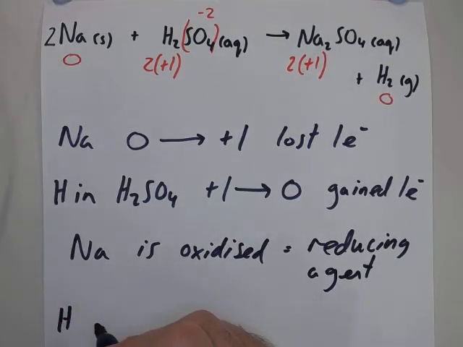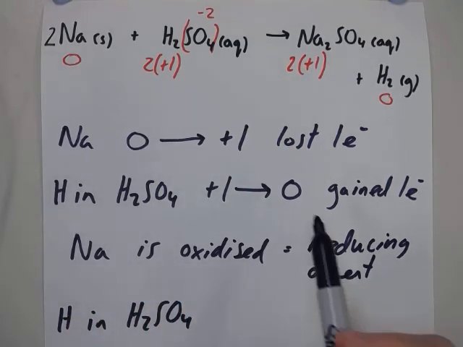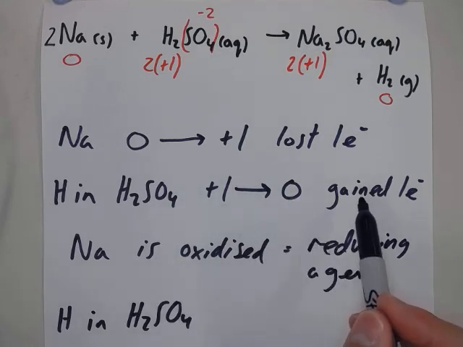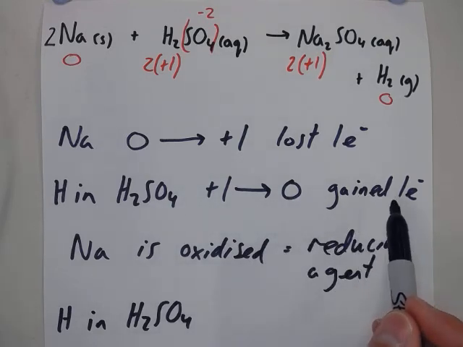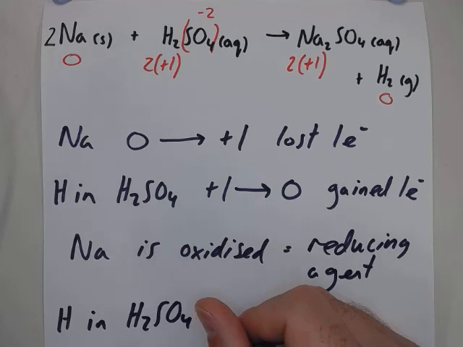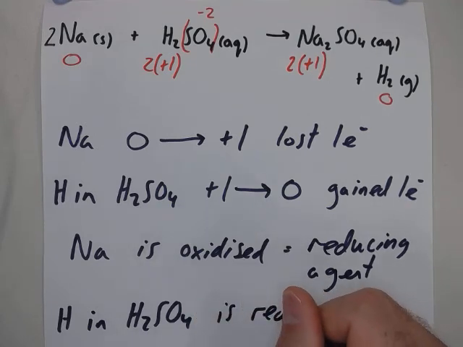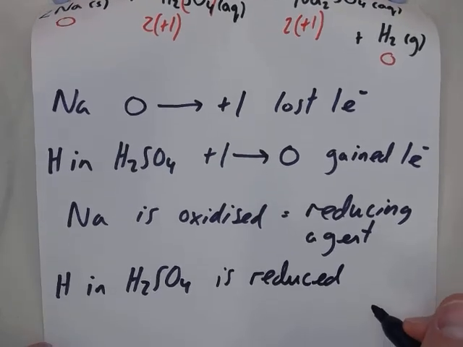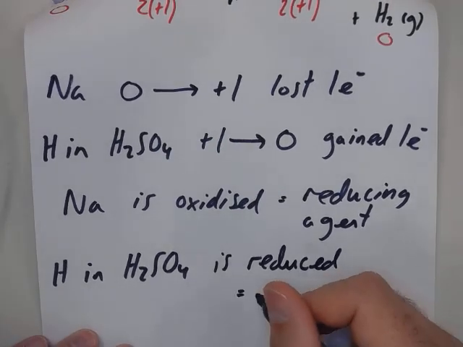Hydrogen in H2SO4 has gained electrons, so RIG, reduction is gain, so it's reduced. So if it's reduced, it means it's the oxidizing agent.